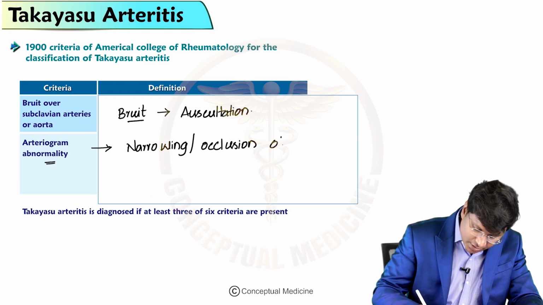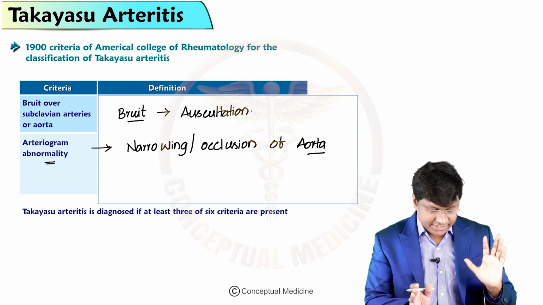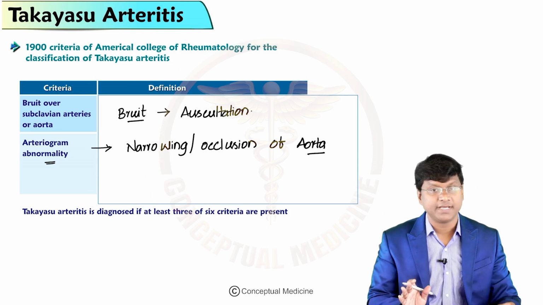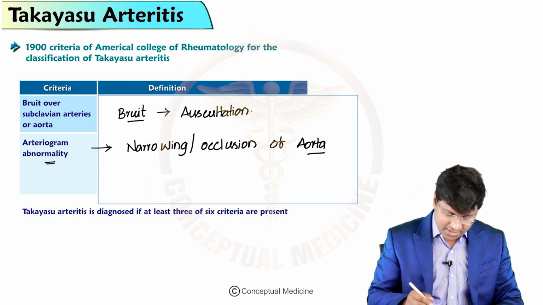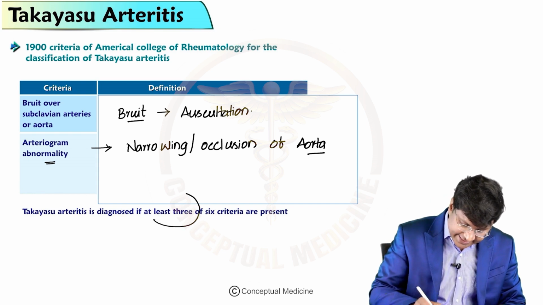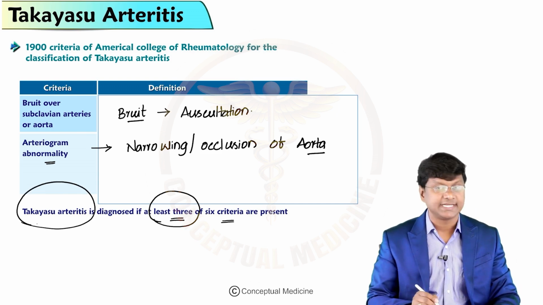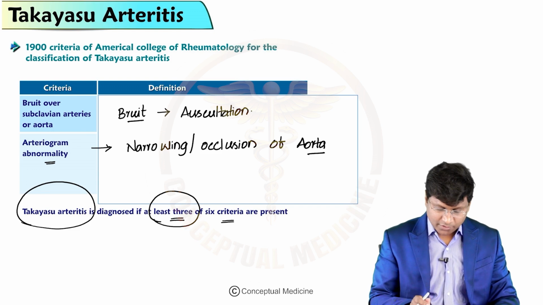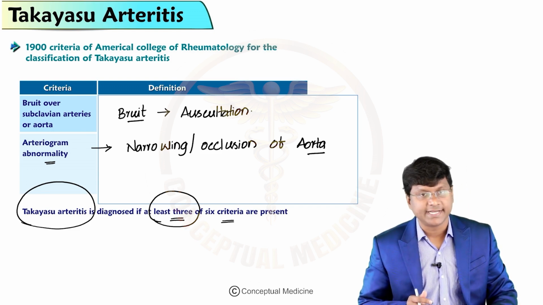Right? Narrowing or occlusion of the entire aorta. That is what the arteriogram abnormality will be. So there are totally 6 criteria now. Out of these 6 criteria, at least 3 of 6 criteria have to be present to diagnose the Takayasu arteritis. Right? Out of 6, there should be 3 criteria that should be present to diagnose the Takayasu arteritis.